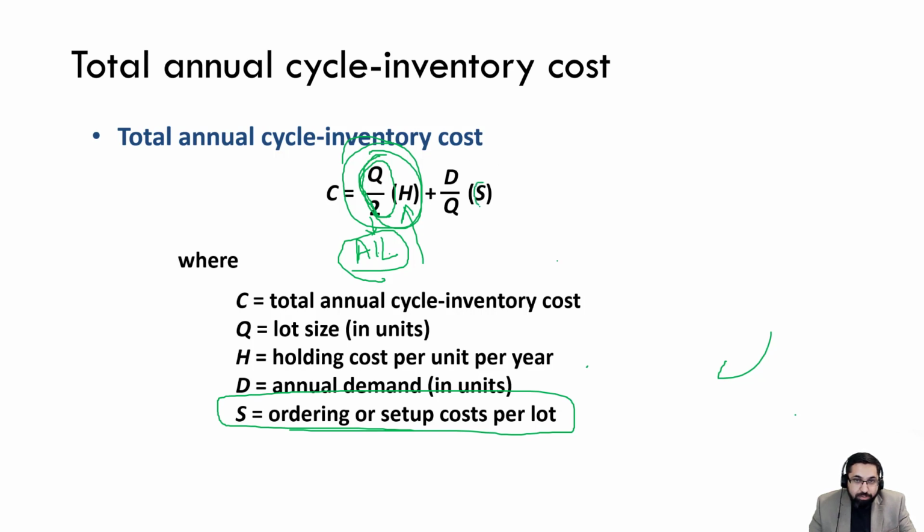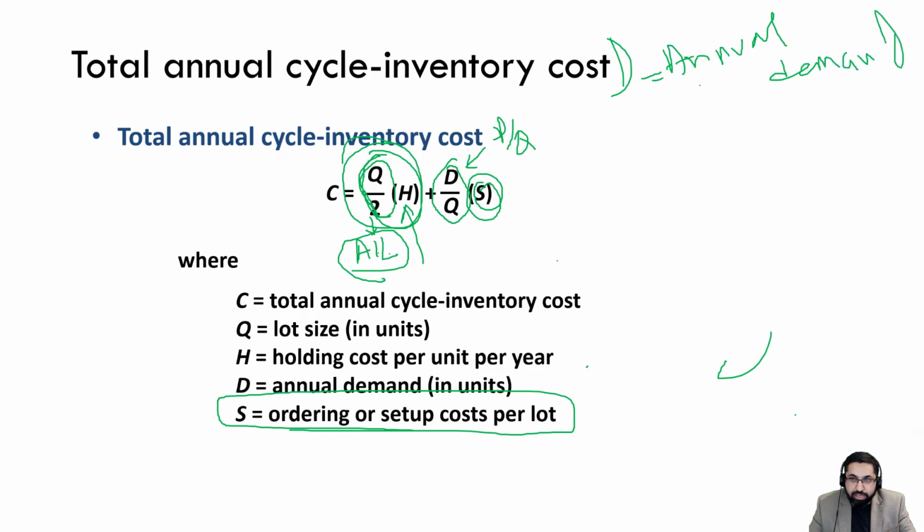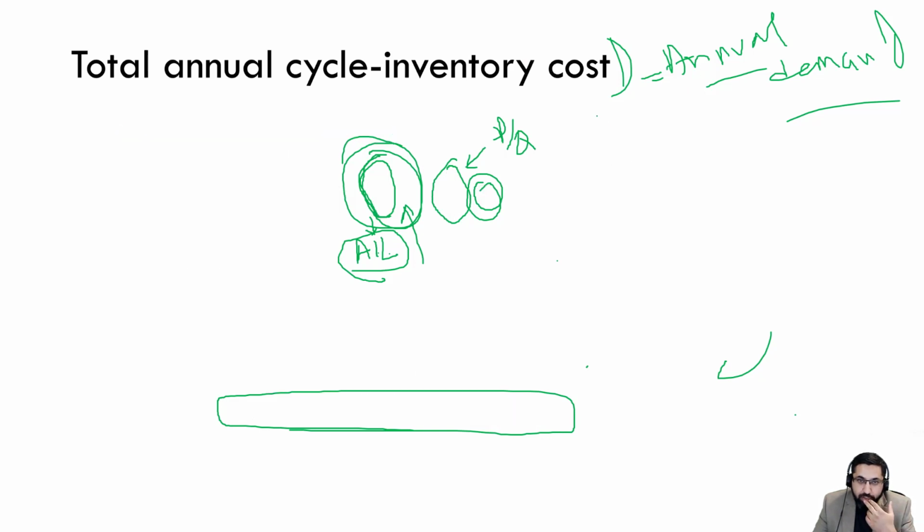And then you have to multiply it by the number of orders. The number of orders in a year is given by D over Q. How did we get that? D is your annual demand. So you need to have enough units to meet this annual demand. Over the year, if you add up all of your orders, that quantity should add up to the annual demand, because you have to meet the annual demand.